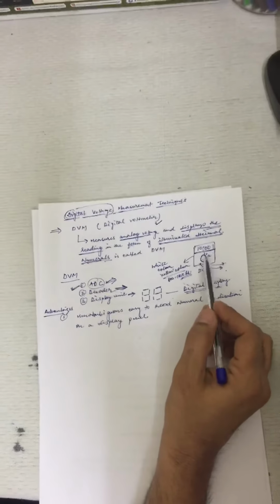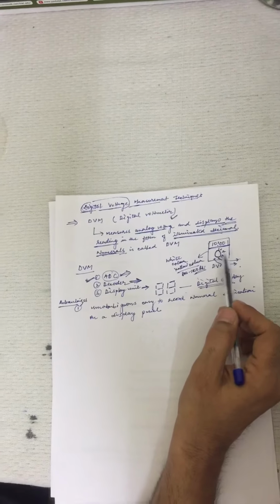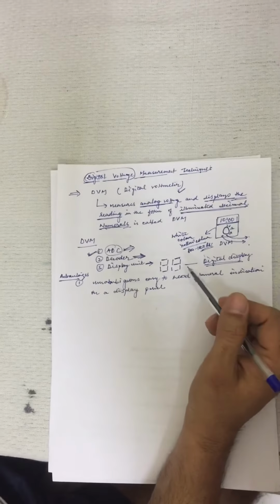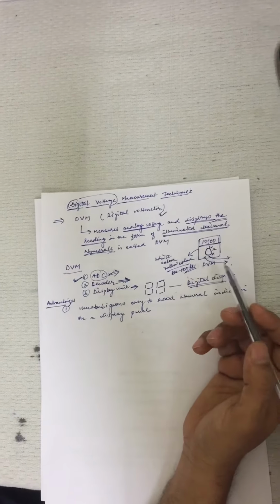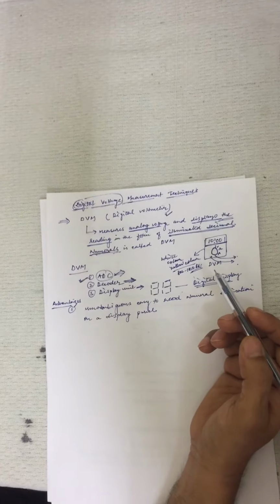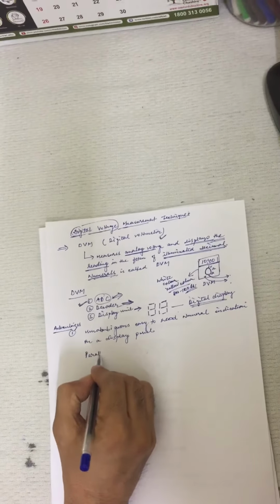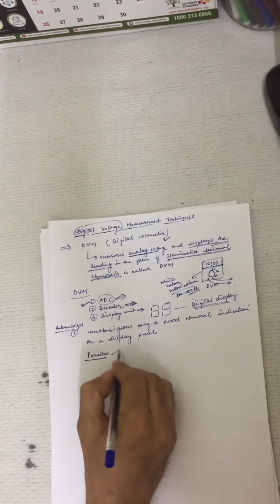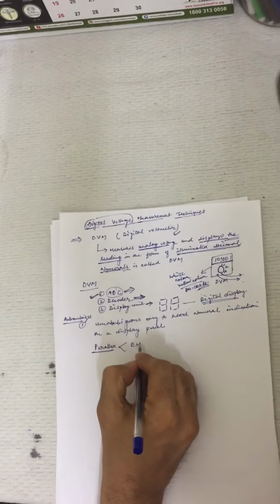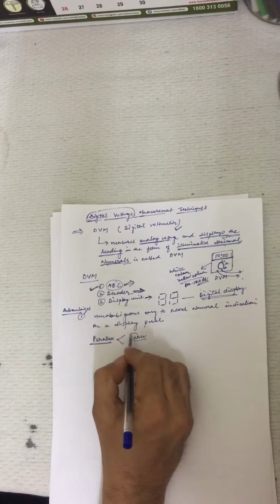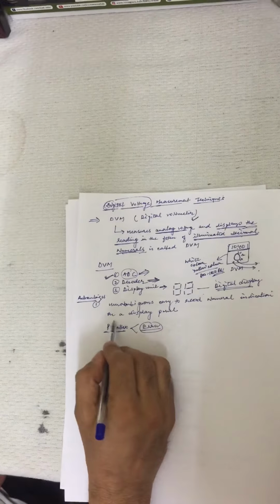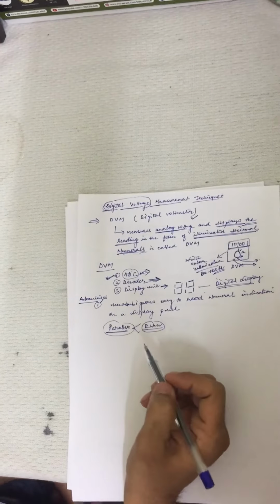Suppose we are measuring 10 volts. In case of an analog voltmeter we may read 9.8 volts or 9.5 volts due to the parallax error, which is called parallax. This error is very well known. Mostly all of the analog instruments suffer from this type of error. This is known as parallax error.